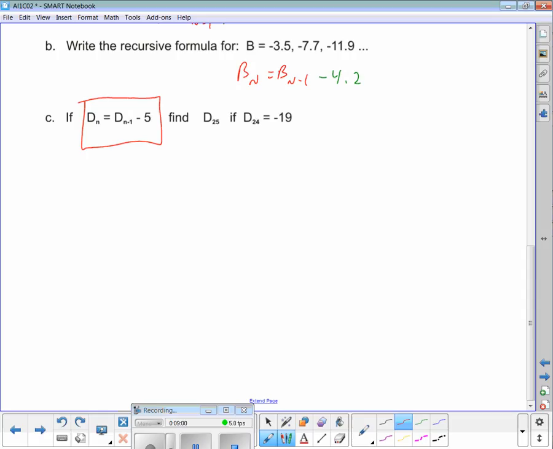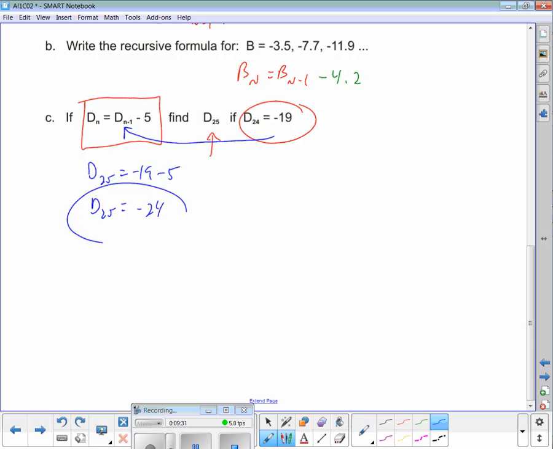If we're told d sub 24 equals 19, what's d sub 25? Piece of cake, right? It's like elementary, my dear Watson. So d sub 25 is going to be d sub 24, right? Negative 19. Minus 5, I'm just subbing in, right? So all I'm doing is subbing into the formula because I do know the previous term. And we all know that that's negative 24, right?